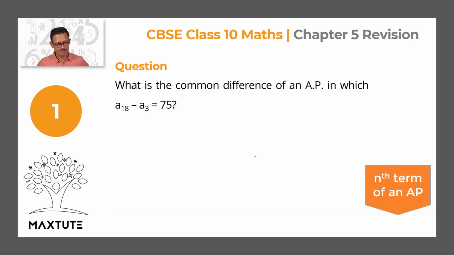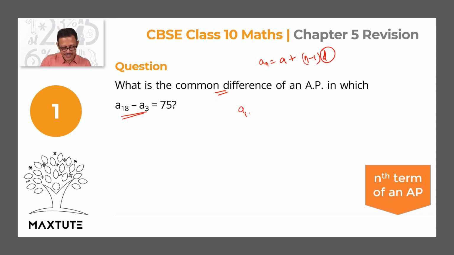Let's look at the first question. We need to find out the common difference of an AP in which the data given to us is that a18 minus a3 is equal to 75. The difference between the 18th term and the third term is 75. Let's apply the standard formula, which is a_n equals a plus (n minus 1) times the common difference. We need to find out what the common difference is.